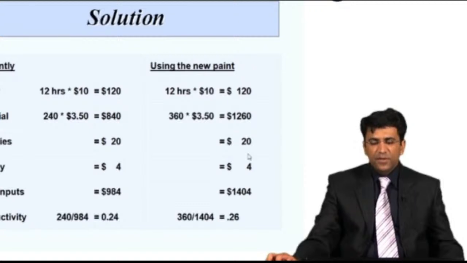Supplies cost will remain same, energy cost will remain same, and now the total input cost is $1404. Again, the productivity is equal to new output now, that is 360 divided by total input we just calculated, and this will be equal to 0.26. So in this way we can calculate the productivity before and after the usage of that new paint.